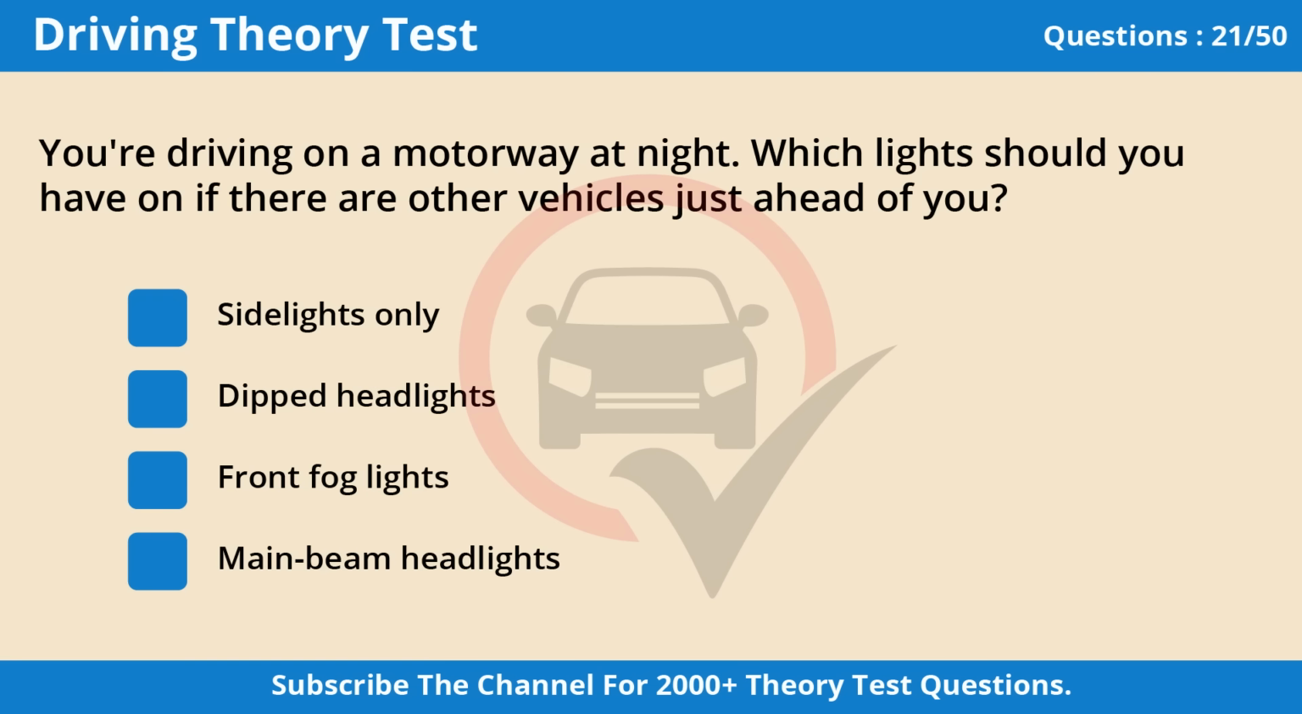Question 21. You're driving on a motorway at night. Which lights should you have on if there are other vehicles just ahead of you? A. Side lights only. B. Dipped headlights. C. Front fog lights. D. Main beam headlights.